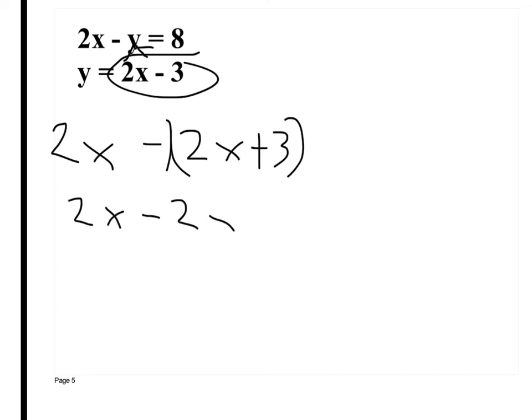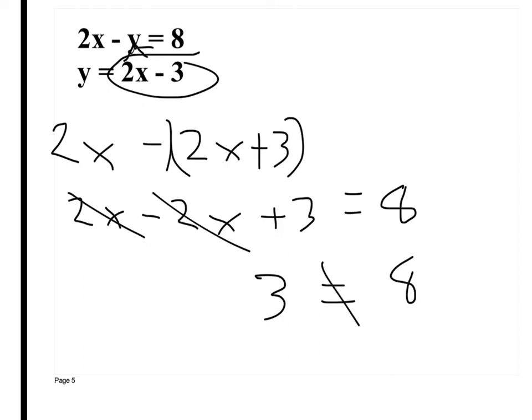So 2x minus 2x plus 3 is equal to 8. 2x minus 2x cancel each other out. 3 equals 8. Is that a true statement? No. Does 3 equal 8? No. So it's no solution. Well, because they don't cross. These two lines are parallel. If you were to put these on a graph, you would see they're parallel, meaning they never cross, meaning they don't have a solution. All right? So if you get something like this as a false statement, your answer is no solution.